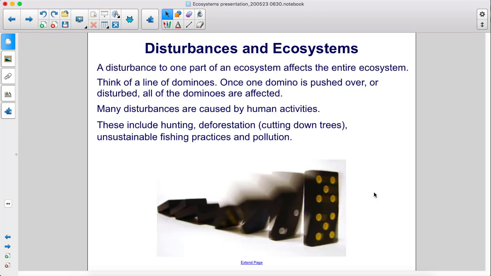A disturbance to one part of an ecosystem affects the entire ecosystem. Think of a line of dominoes. Once one domino is pushed over or disturbed, all of the dominoes are affected. Many disturbances are caused by human activities. These include hunting, deforestation or cutting down trees, unsustainable fishing practices, and pollution.